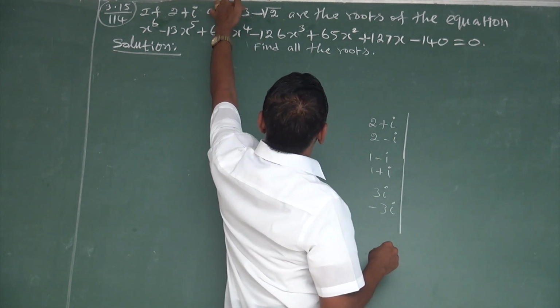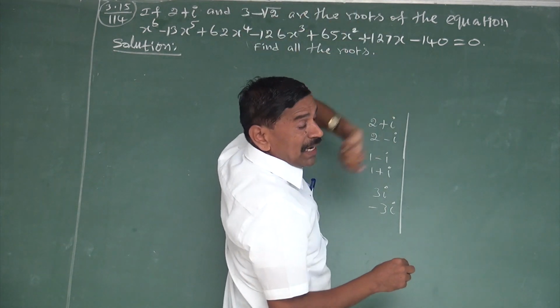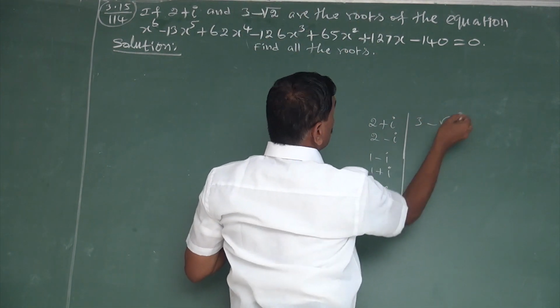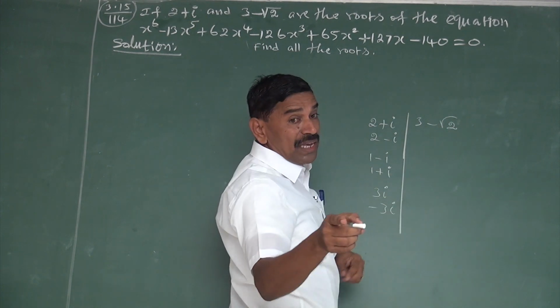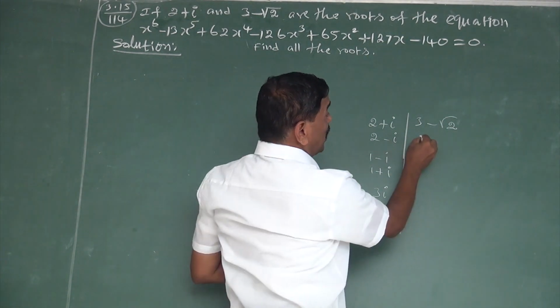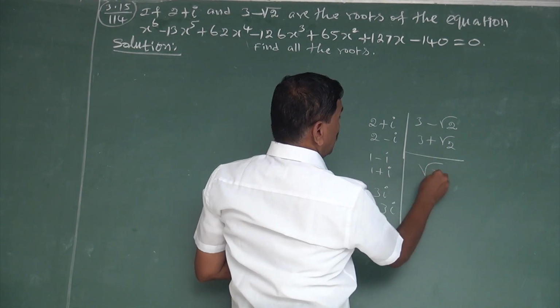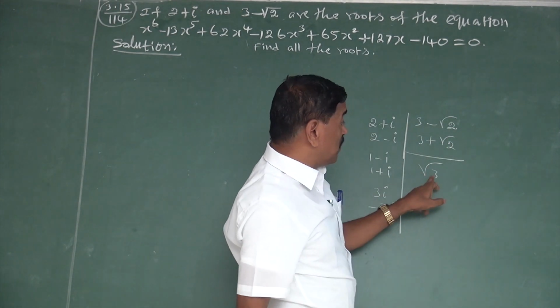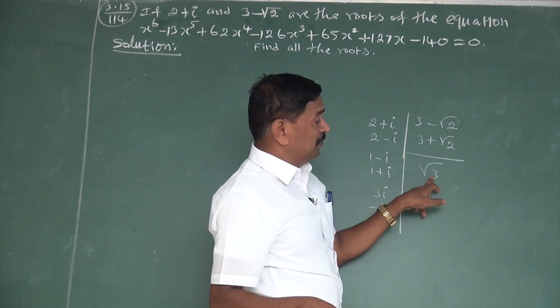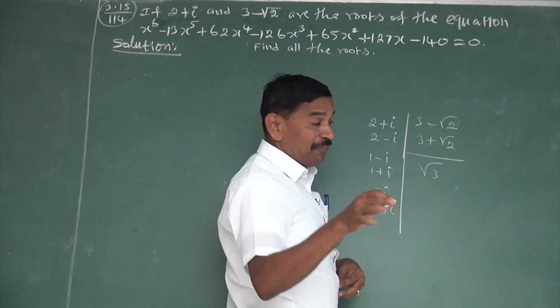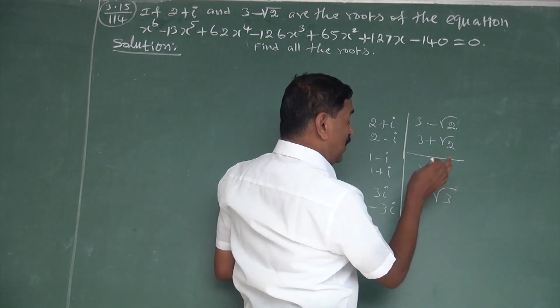Similarly, come to where 3 minus root 2 is an irrational number. Here, one root is 3 minus root 2, then can you tell me what is the other root? Very good. The other root is 3 plus root 2. That's all. Suppose, for example, if one root is root 3, where root 3 is an irrational number, can you tell me what is the other root? Very good, minus root 3. Then the other root is minus root 3.